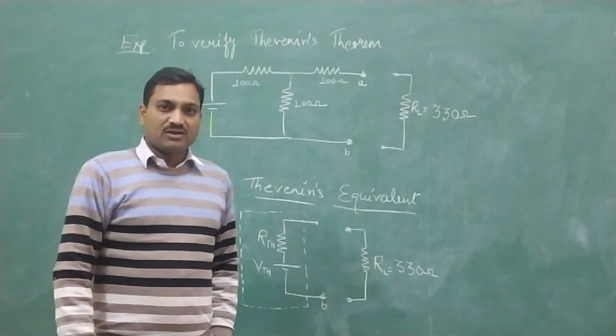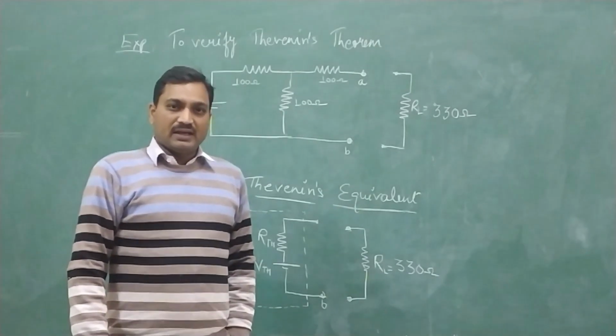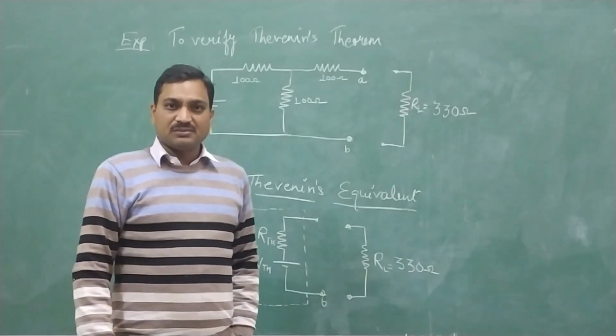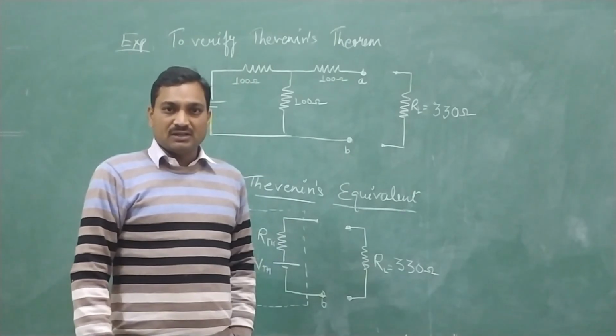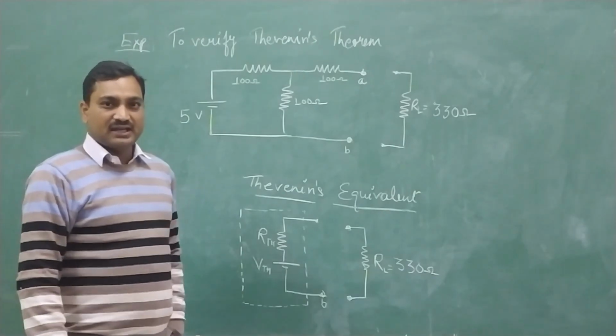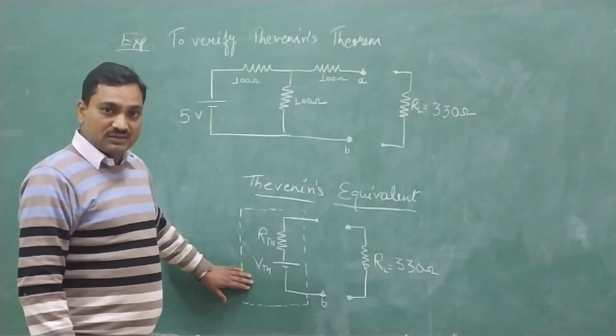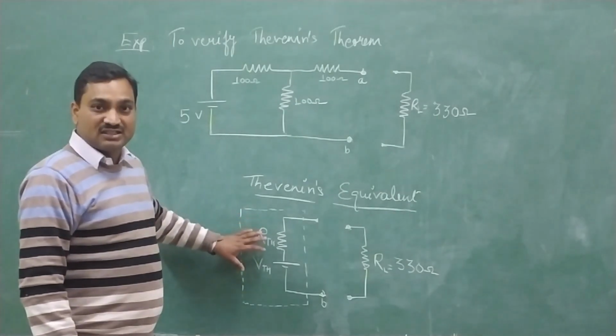In this video, we are going to verify Thevenin's theorem in the laboratory. As per the statement of Thevenin's theorem, any two-terminal bilateral linear network can be replaced by a simple equivalent circuit consisting of one voltage source and a resistance connected in series to it.